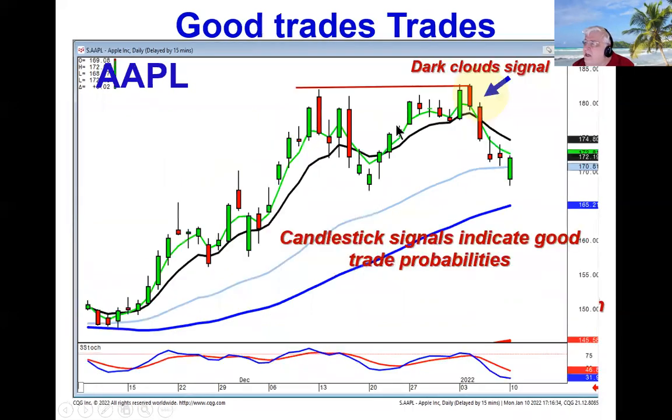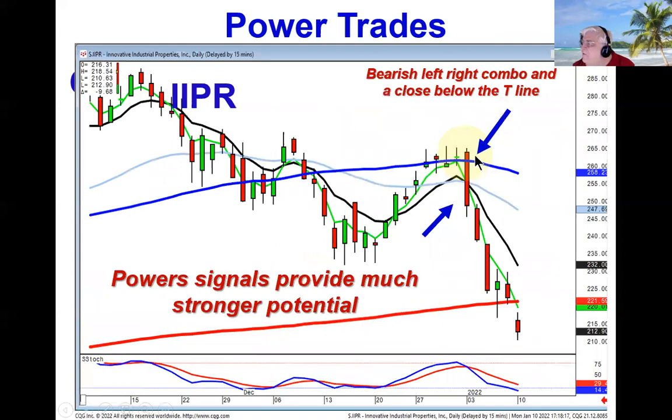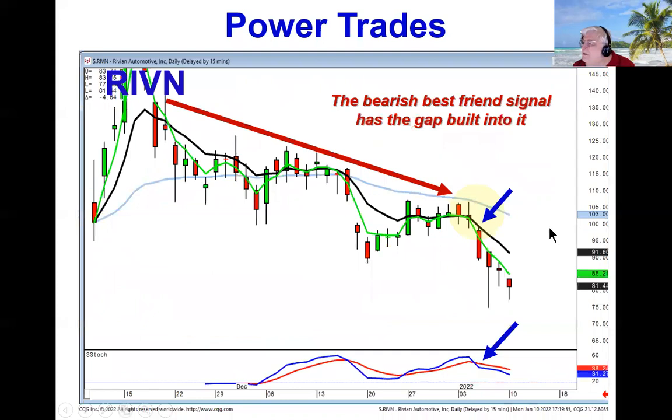So here's the candlestick logic. A candlestick sell signal, like a dark cloud closing below the T-line, that's a good indication there's going to be downside. But if you can use candlestick analysis common sense, it says if you can see a strong power trade and you know the markets are heading down, that has a lot more emphasis on the bearish move to go short. So this is just common sense.